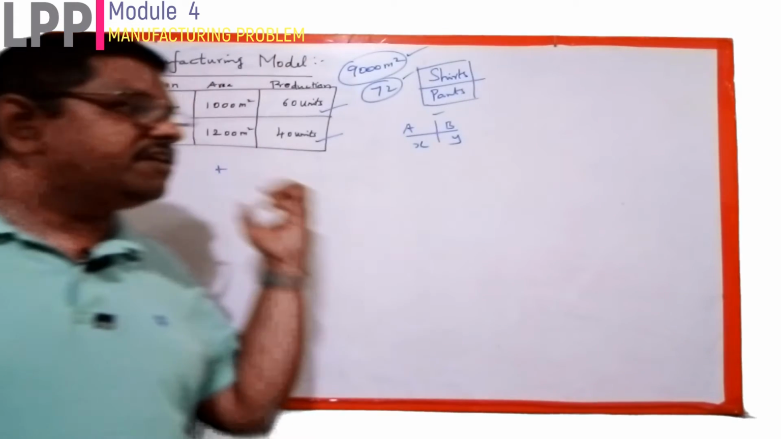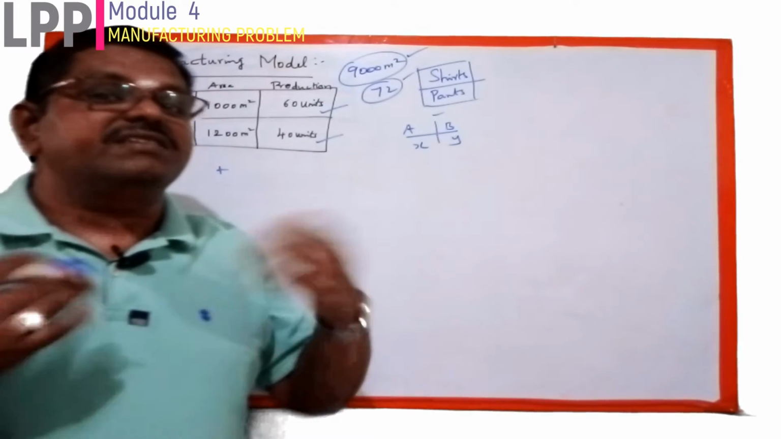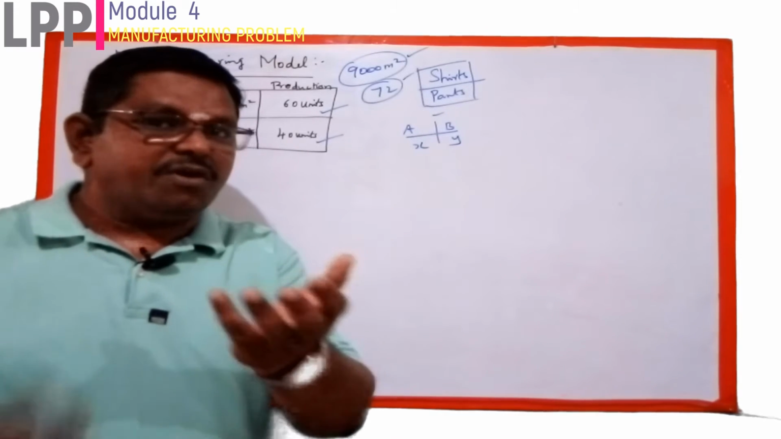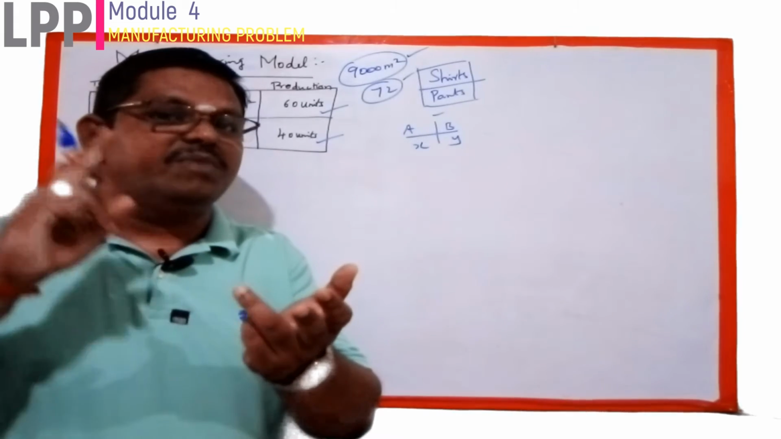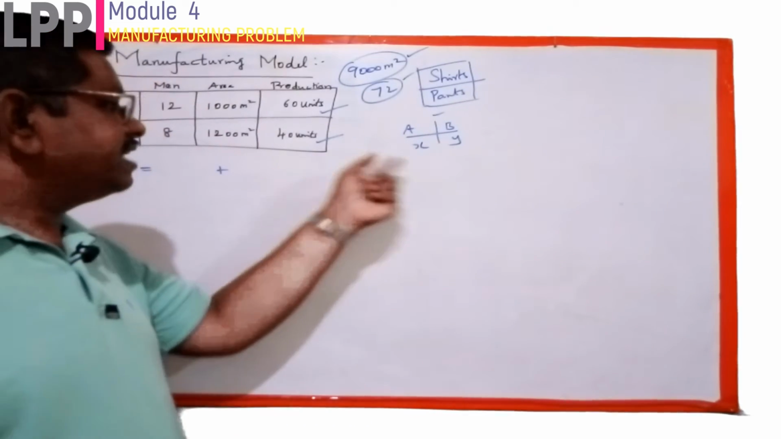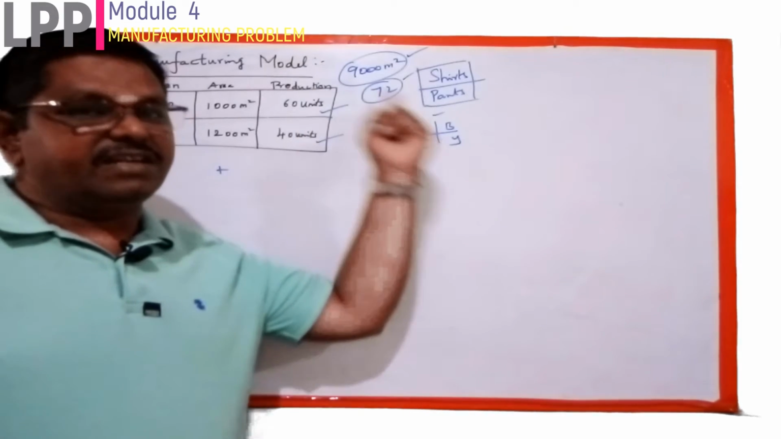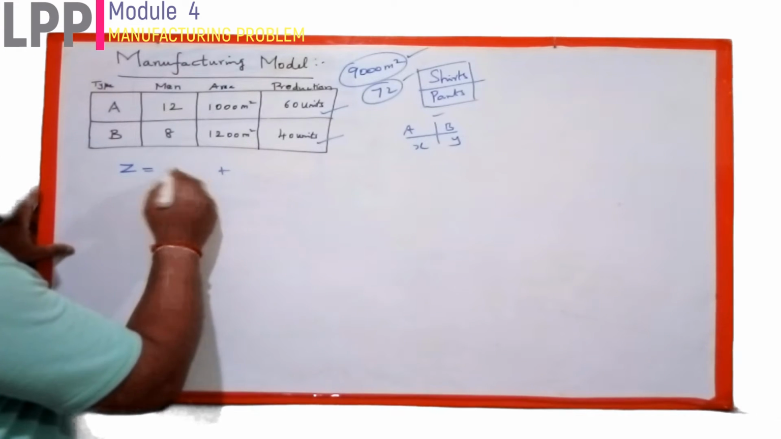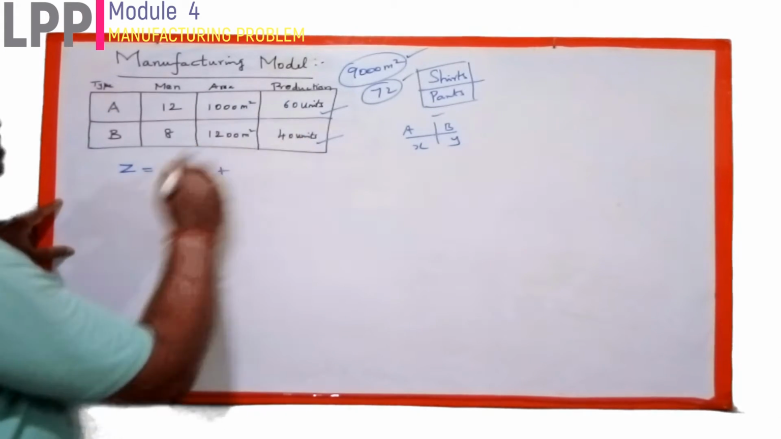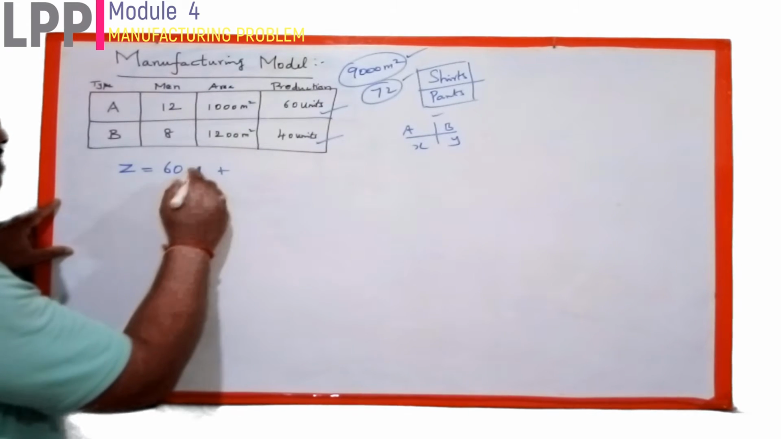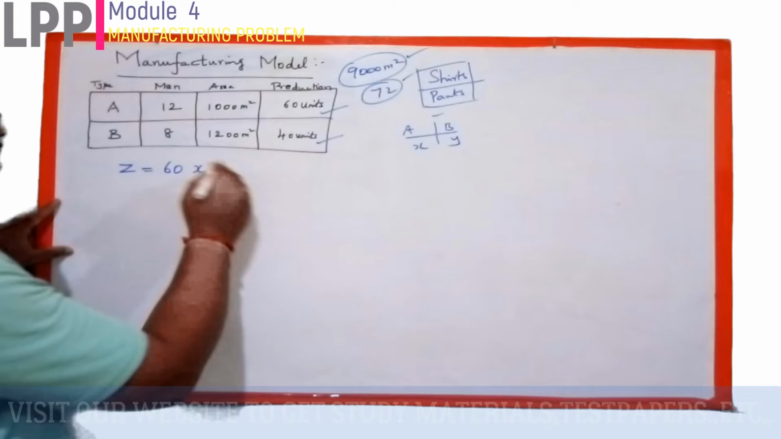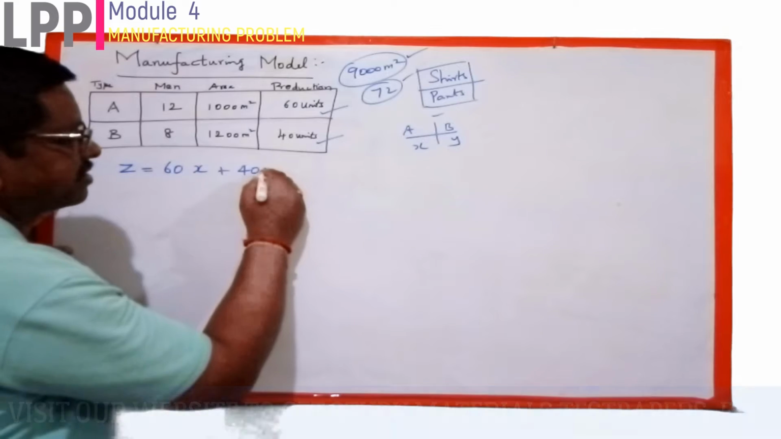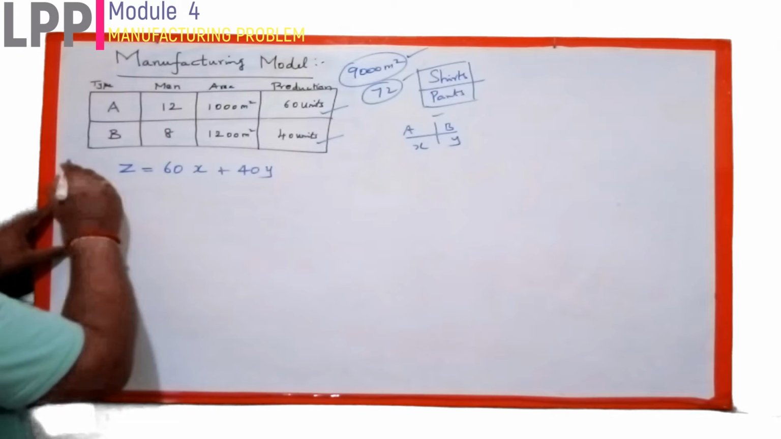Then how much quantity of the product will be made? We are maximizing our production, maximizing our benefits. We don't know how many A-type machines and how many B-type machines are purchased. That's why X represents the A-type machines and Y represents the B-type machines. So, what is understood? An A machine makes a total of 60 units, and how many A machines are there? We don't know, so we take that as X. And a B-type machine makes 40 units, and how many B-type machines are there? That also we don't know. Say that as Y. This is the objective function.